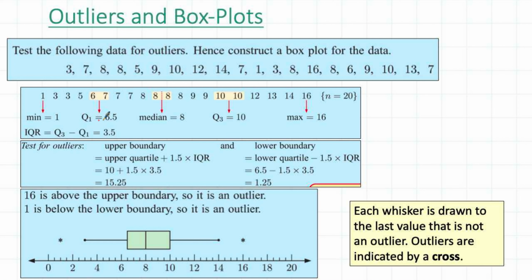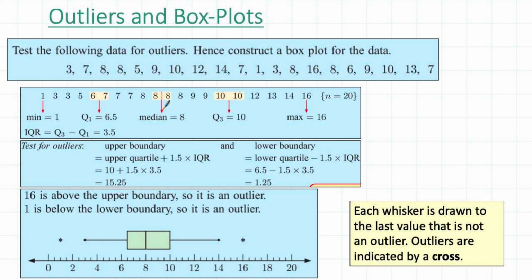So for this example, the Q1 is 6.5, the Q3 is 10. I also need to find the minimum, the median, the maximum, because I need to construct the box and whisker. So the interquartile range is 3.5. So what I'm going to do is take the 10, which is the upper quartile, plus 1.5 times 3.5, so I get 15.25. So any number above 15.25 is an outlier. Anything below 1.25 is an outlier.